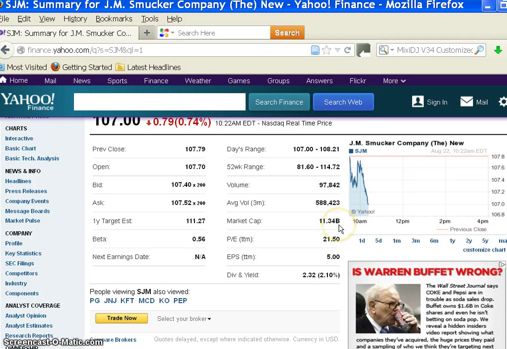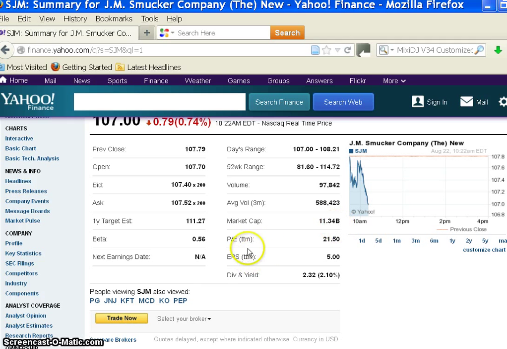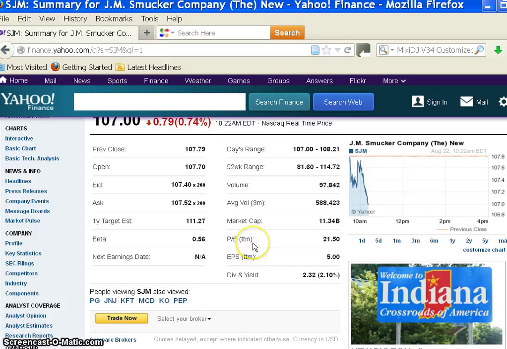B, where B is billion. So if you see a B, that's billion. M would be million. Price earnings ratio, we'll talk about that in a later course. Earnings per share, we'll talk about that later. For your assignment, you need to determine if the company pays an annual dividend and what the dividend yield is. Smucker pays an annual dividend of $2.32 per share, which is a dividend yield of 2.1%.